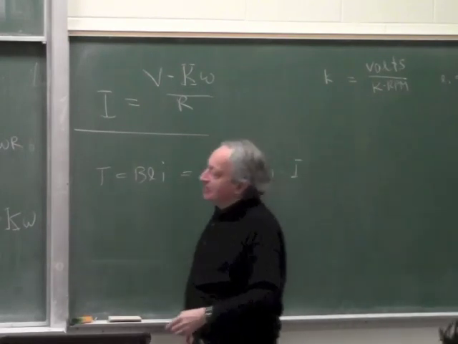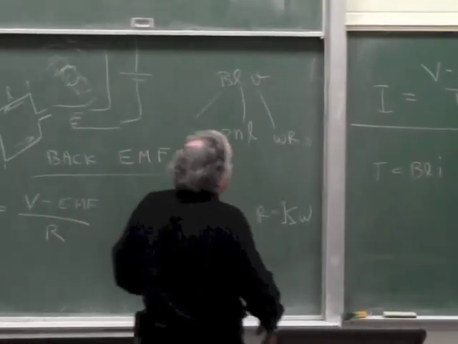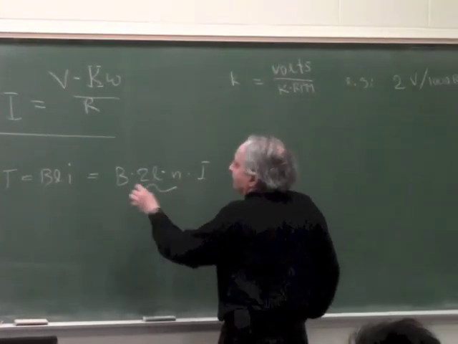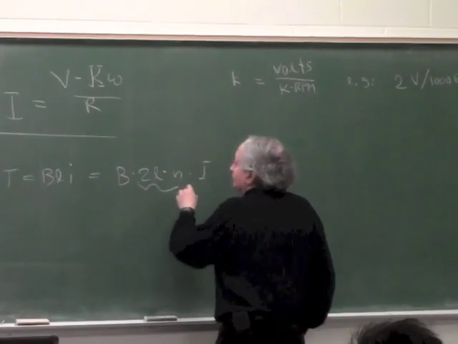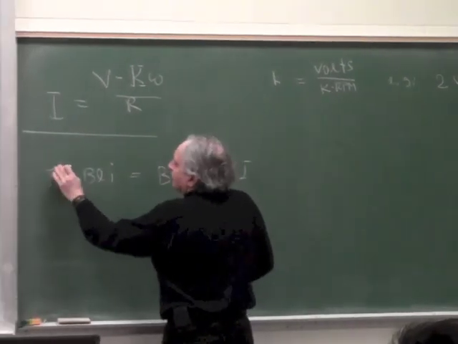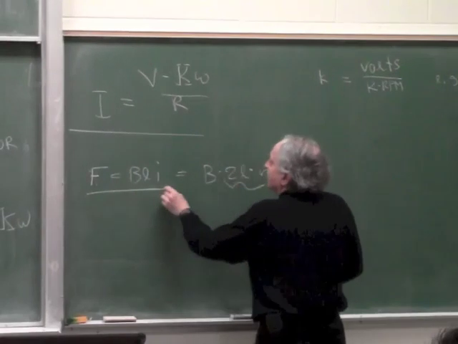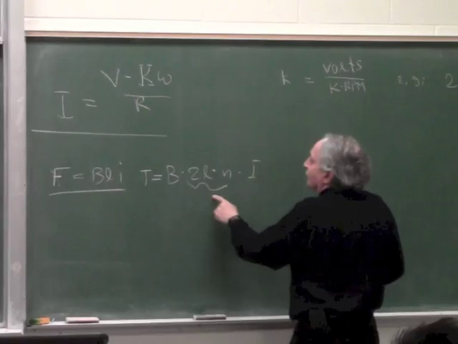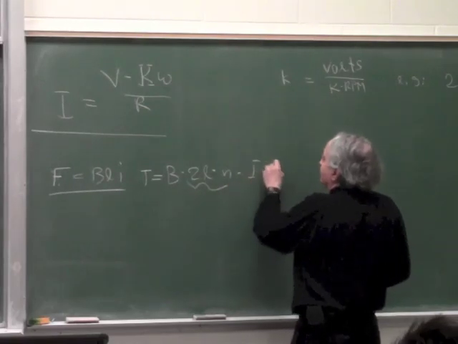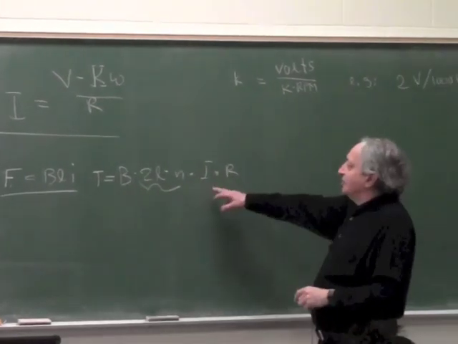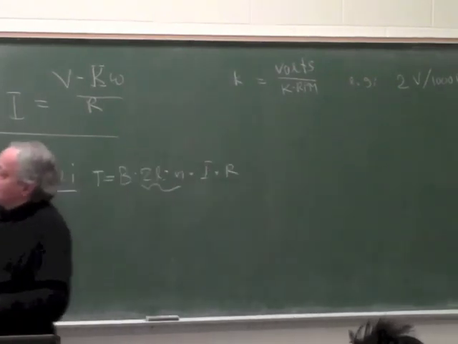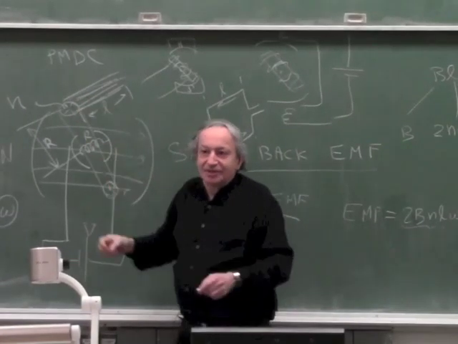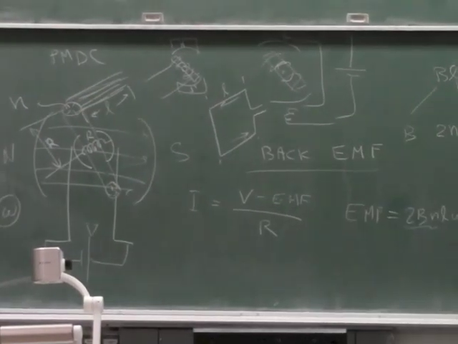It's better to write it like this. Force is BLI, and torque will be the force times the radius. So this will be the torque. And it will be 2L, because each arm generates its own force, and the two arms work together. So it's very much the same derivation.